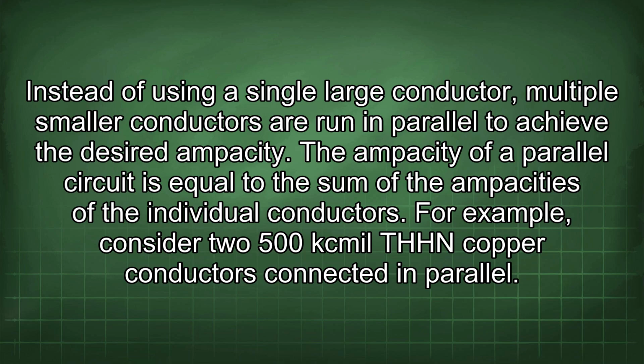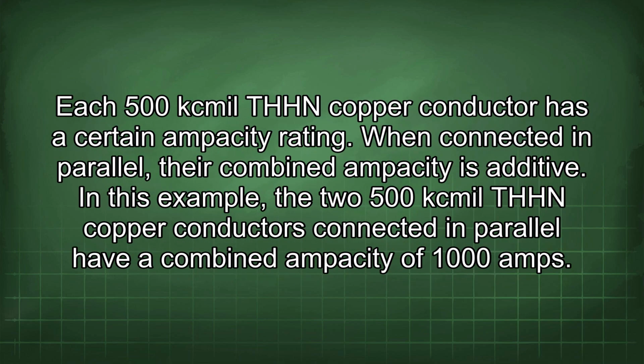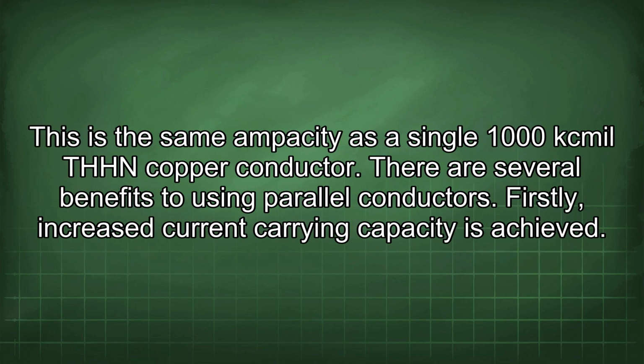The ampacity of a parallel circuit is equal to the sum of the ampacities of the individual conductors. For example, consider two 500 kcmil copper conductors connected in parallel. Each 500 kcmil copper conductor has a certain ampacity rating. When connected in parallel, their combined ampacity is additive. In this example, the two 500 kcmil copper conductors connected in parallel have a combined ampacity of 1000 amps. This is the same ampacity as a single 1000 kcmil copper conductor.